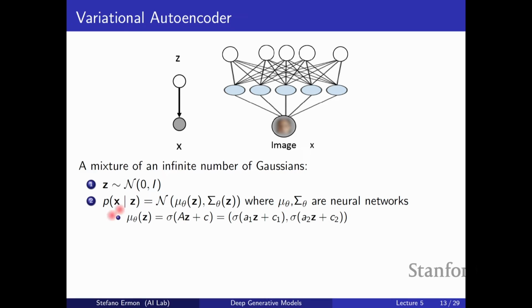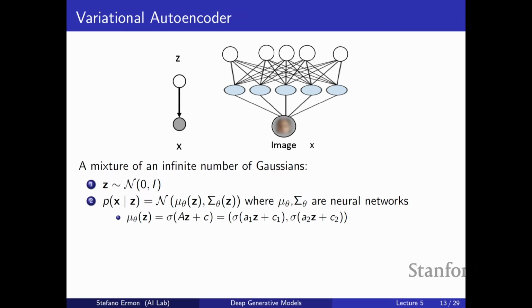The conditional, the P of X given Z, is also something simple. Here I'm using a Gaussian, but you could use a logistic, like a factorized logistic, or it can be anything as long as it's simple. And all the complexity is really in these neural networks that figure out how to map the latent variable to the parameters of this simple distribution. And you're going to get different results depending on the choices you make. This is sort of the simplest Gaussian and Gaussian.